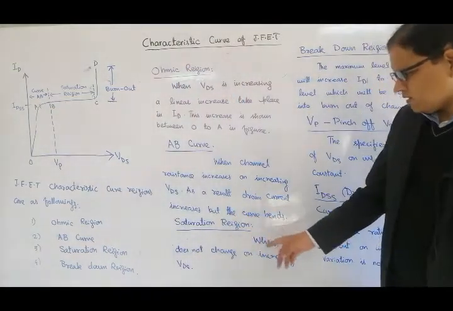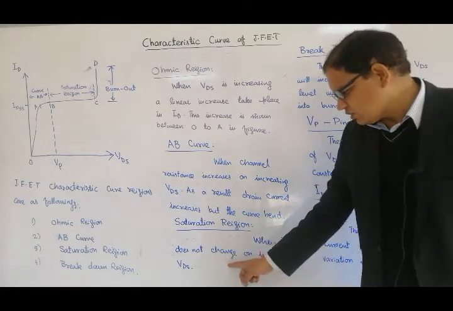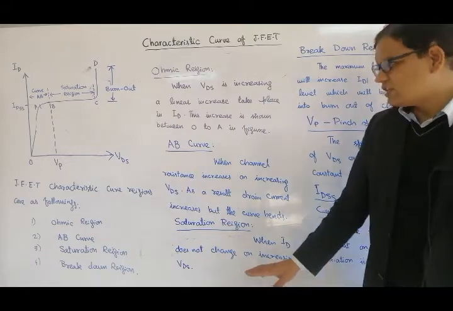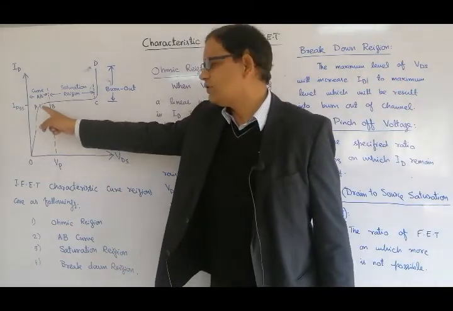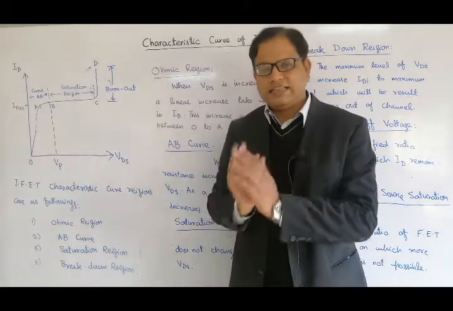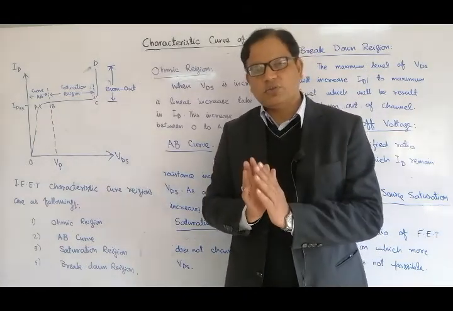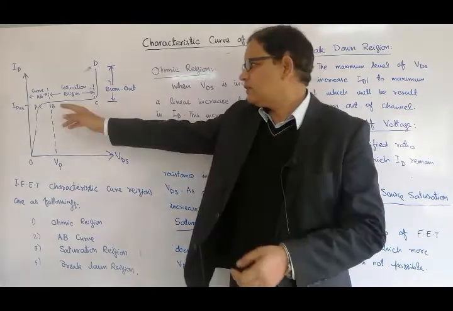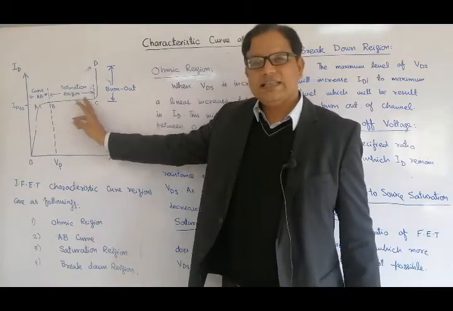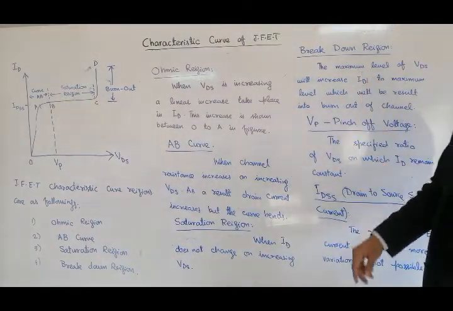Now, the saturation region is where the drain current does not change on increasing the drain to source voltage. Here we are watching that the drain to source voltage is increasing, but the drain current is not changing its position and takes a completely straight line from point B to point C. This is basically the saturation region. What is the breakdown region?